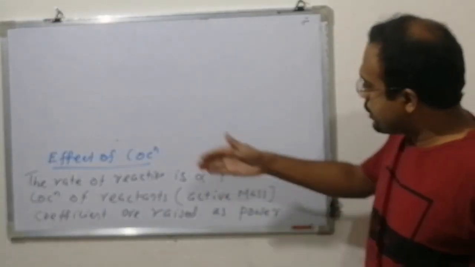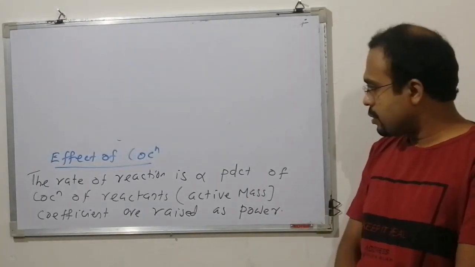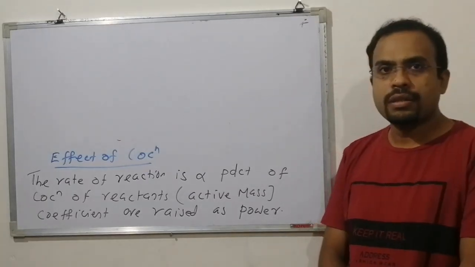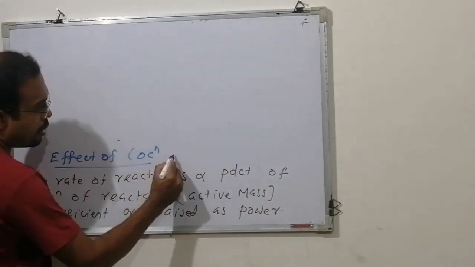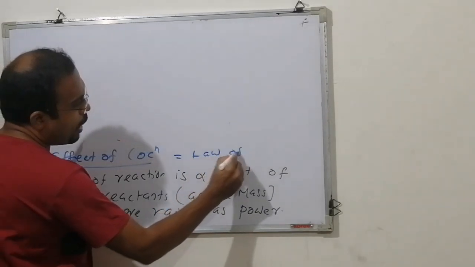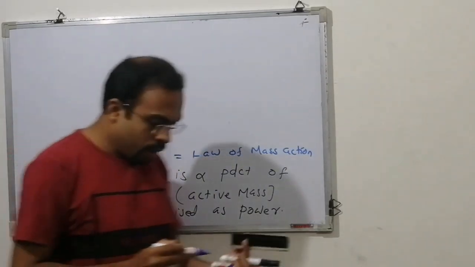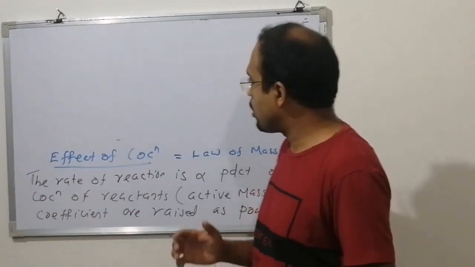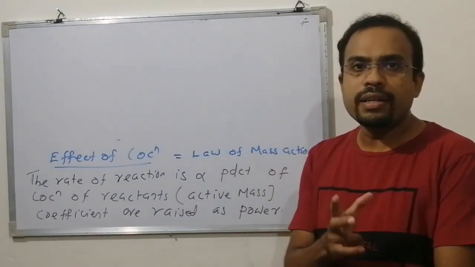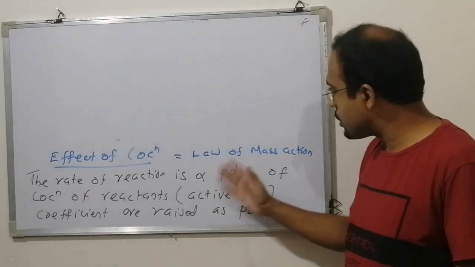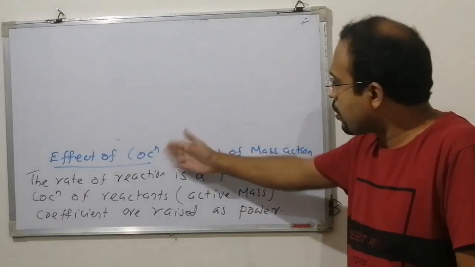The effect of concentration on rate of reaction has been beautifully articulated, beautifully defined by the law of mass action. That has been explained by the law of mass action. Do you remember this? I think you have learned the law of mass action in the chemical equilibrium chapter. If you don't remember, please refer to it and get the idea. Anyway, I will discuss it in short, in the way we can understand the effect of concentration.